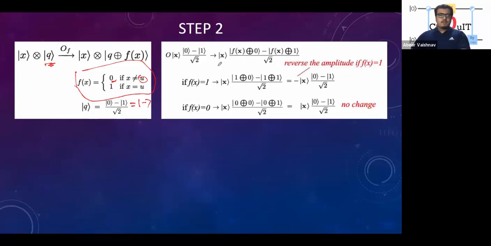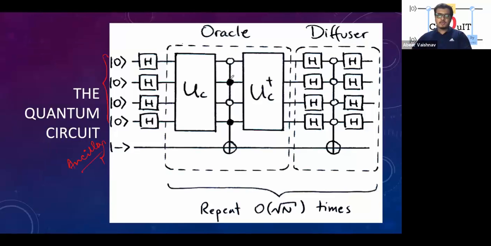Okay, and this is how the oracle is implemented. When the oracle is implemented, it is basically (f(x) XOR 0 minus f(x) XOR 1) over root 2. And this is controlled using the x, so we saw a controlled operation here. This is the oracle function that we are doing, and this is some computation that we need to perform in order to make this oracle work. So we compute it, then we put the oracle, and then we uncompute it.